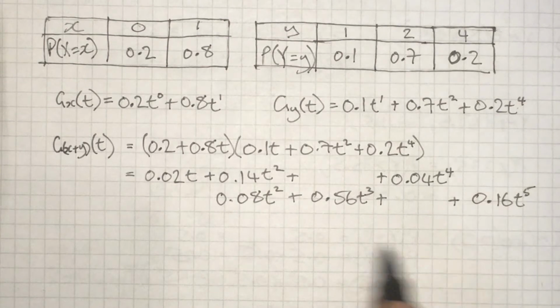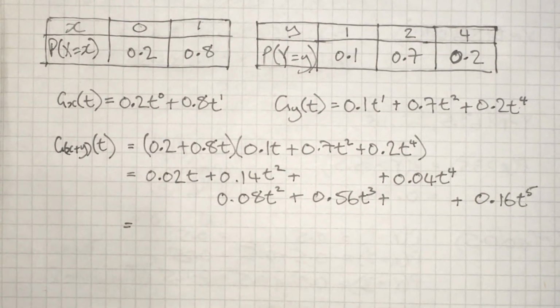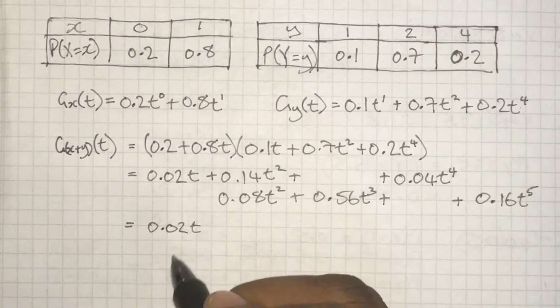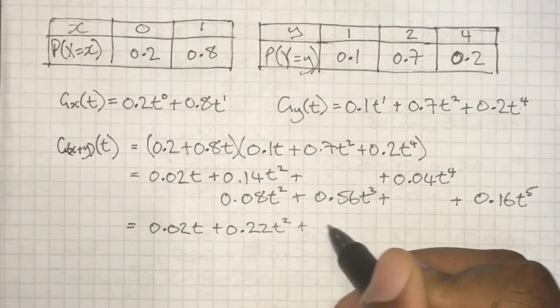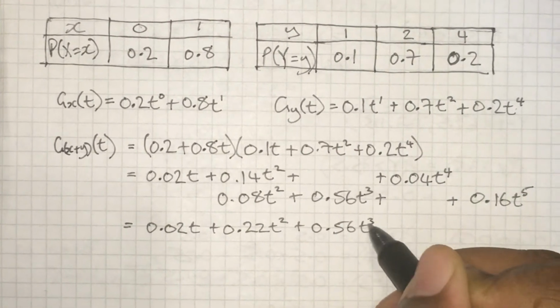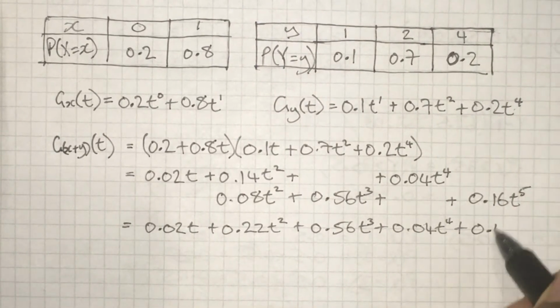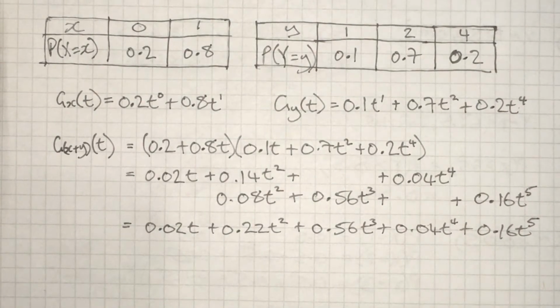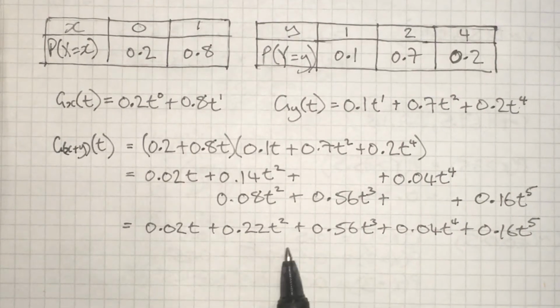Okay, so from here I'm just going to add together the like terms. This was the reason I laid it out like this, to make the summation a little bit easier. 0.02 t plus 0.22 t squared plus 0.56 t cubed plus 0.04 t to the power of 4 and 0.16 t to the power of 5. And that would be the probability generating function for a combination of the two discrete random variables that we had to begin with.